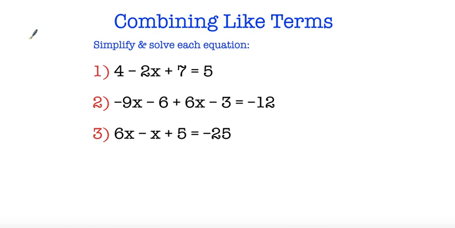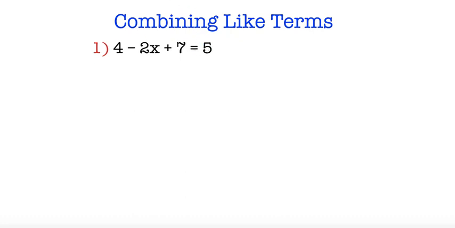Okay, so here I have three equations, and I'm going to simplify and solve. So before we solve these equations, we have like terms here. So we're going to combine our like terms, and then we're going to solve for our variable. So starting with 1, I have 4 minus 2x plus 7 is equal to 5. So there's not much going on the right side of the equation, so I'm going to leave that alone.